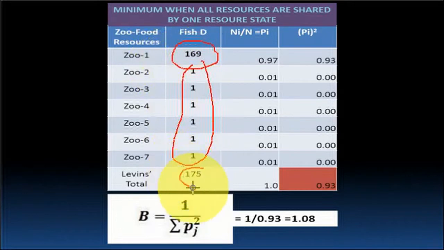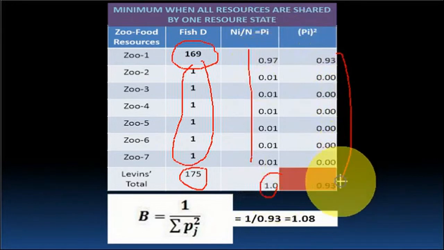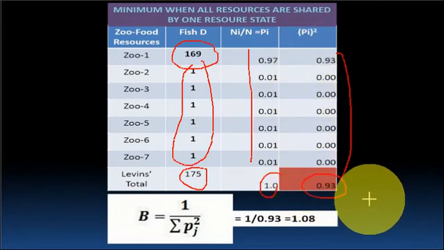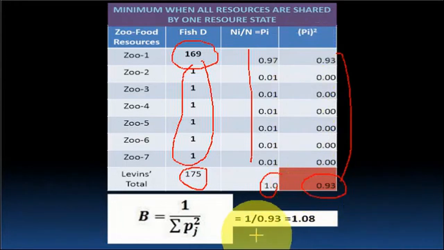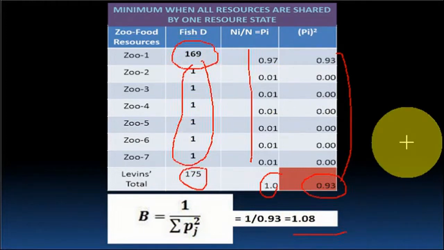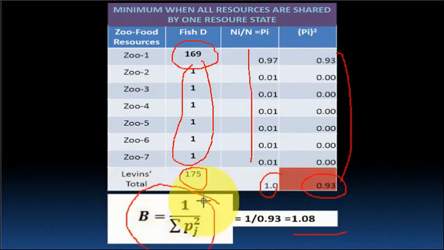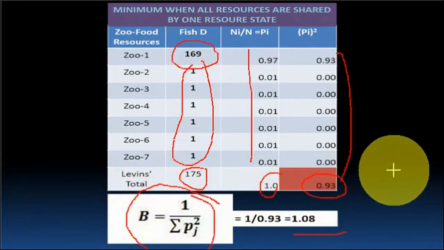Total items 175, you can make the fraction, that is 1.0, and similarly you can go for squaring these numbers and you'll get the numbers coming up like this, and finally you sum up all these squared figures, it is 0.93. So 1 divided by 0.93 comes as 1.08. Here you cannot compare because in all cases these numbers are different.